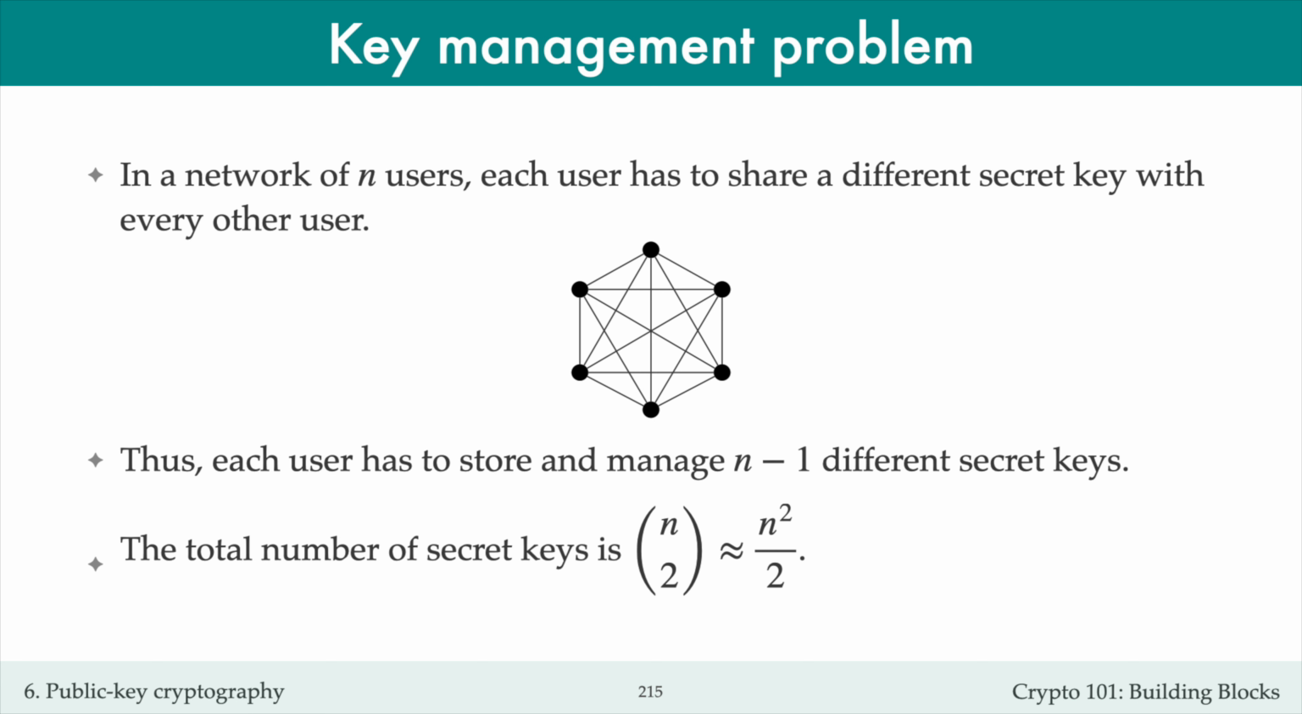A second drawback with symmetric key cryptography is the key management problem. In a network of n users, each user has to share a different key with every other user, and so each user has to manage n-1 different secret keys. So the total number of keys managed in the system is n choose 2, which is roughly n squared over 2. When n is large, managing this many secret keys might be difficult in practice.